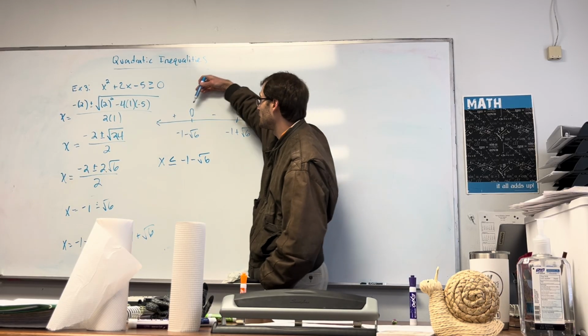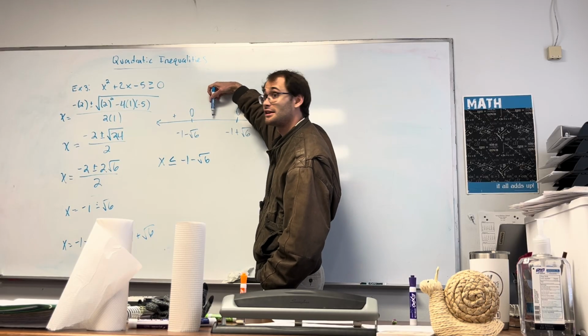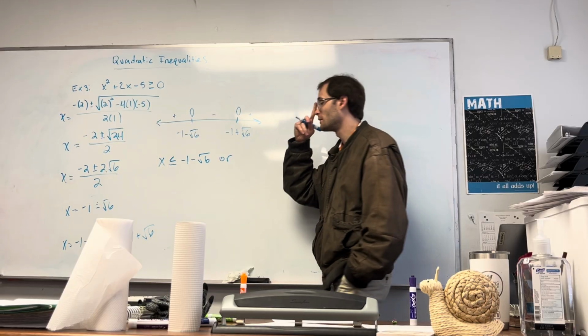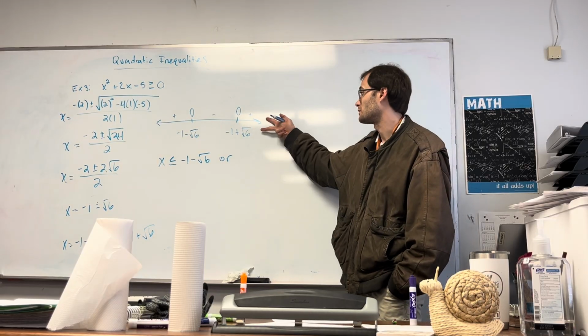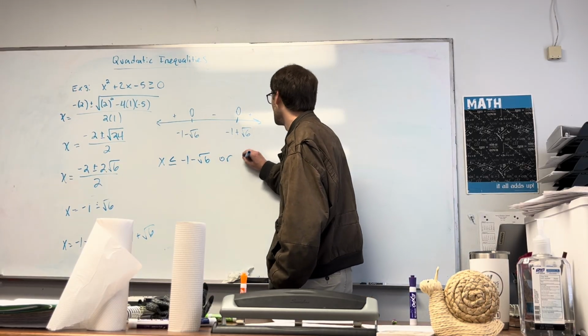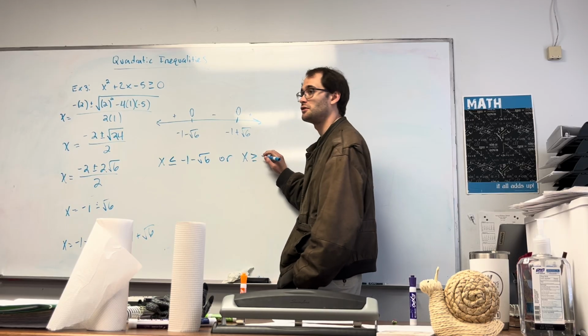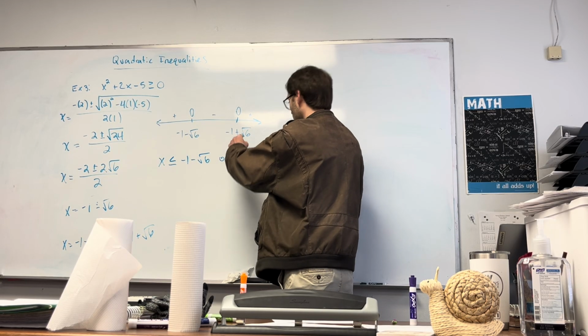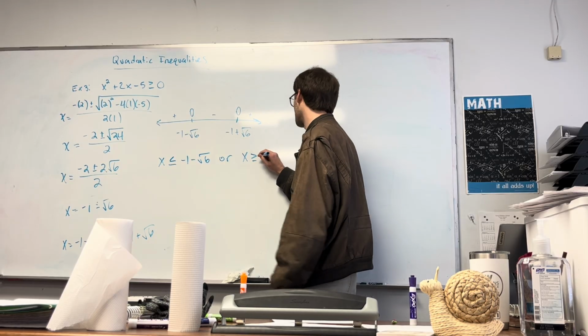Alright, now if I follow along the sign chart, it's negative now, so I have a break. That's why I have an or. Now over here, x is bigger than or equal to. What number's right here? Negative 1 plus square root of 6, exactly.